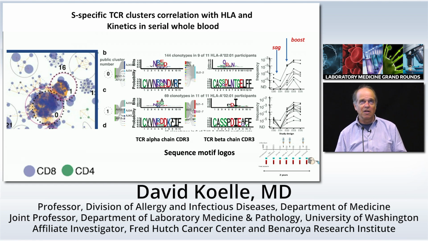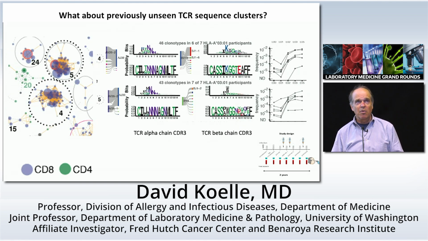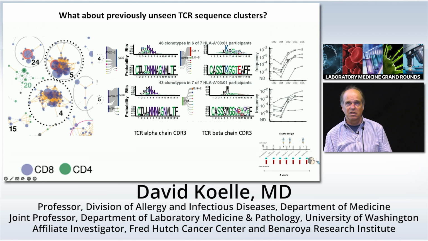But here we're again looking at these known clusters that had already been determined. So what about previously unseen clusters? Here are some previously unseen clusters 4 and 5. And these sequence motifs, this is the alpha chain, this is the beta chain, and these are the sequence motifs for that complementary determining region, that hypervariable region. They also have these nice kinetics by and large, where they sag down and go back up after the vaccination.